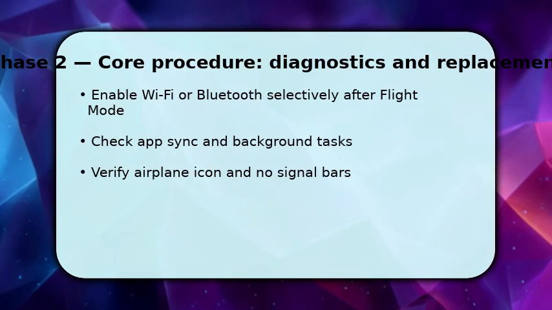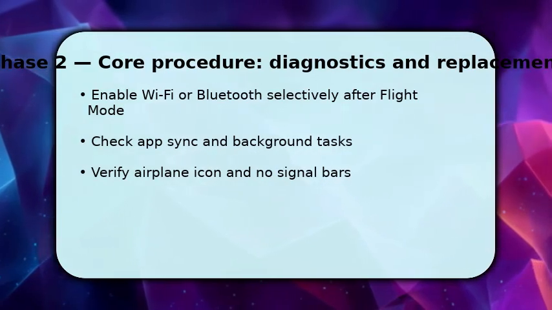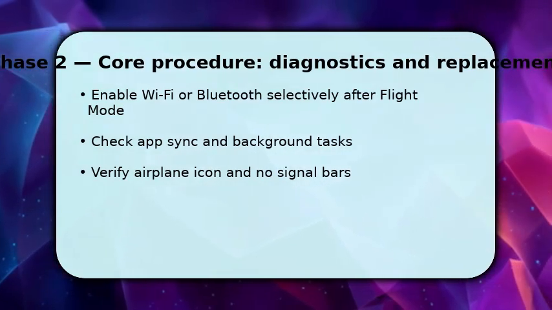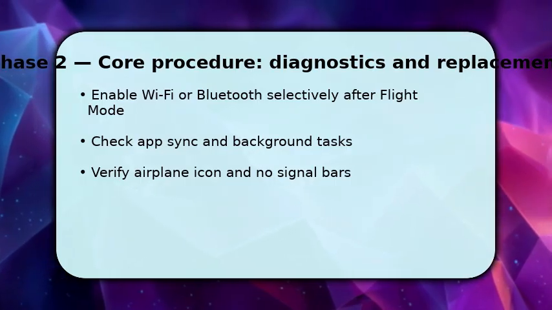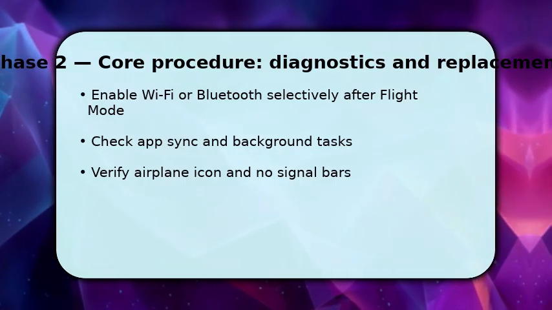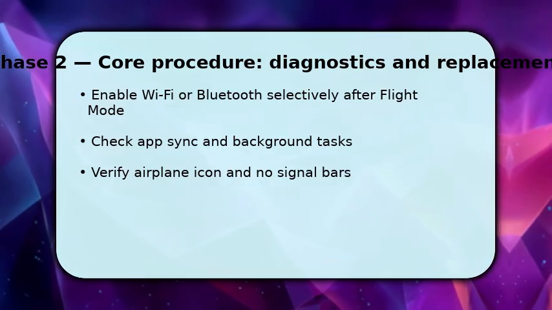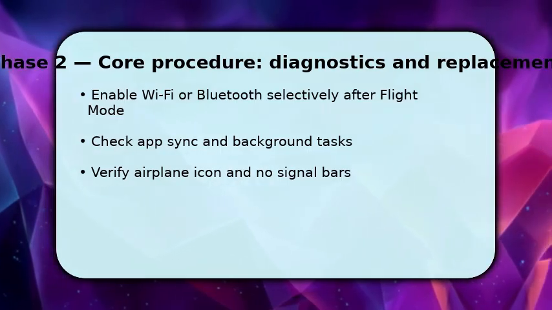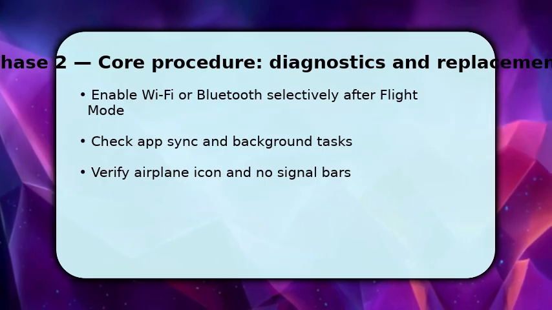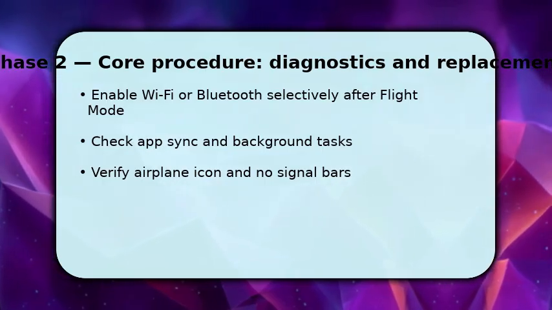Once flight mode is active, you can selectively re-enable Wi-Fi or Bluetooth if the airline permits it. You do this from the same Quick Settings or Settings network. Enabling only needed radios reduces interference. Also, check that apps aren't mid-sync. Pause large uploads to prevent corruption.